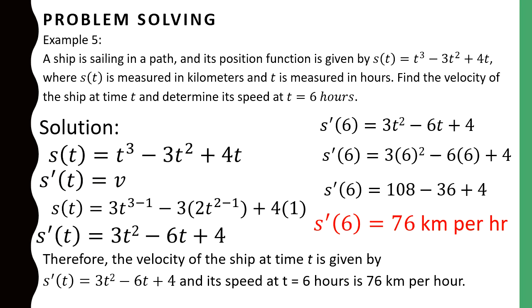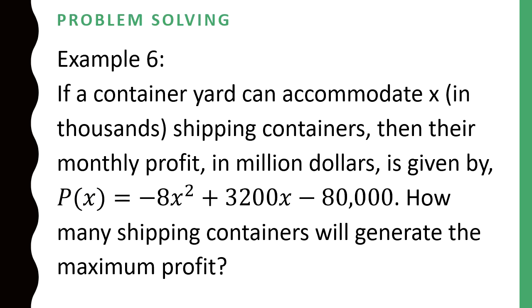Now, let's discuss another kind of problem. If a container yard can accommodate x, which is measured in thousands of shipping containers, then their monthly profit in million dollars is given by P of x equals negative 8x squared plus 3,200x minus 80,000. How many shipping containers will generate the maximum profit? Now, this problem is asking for maximum profit. So this kind of problem is called an optimization problem.